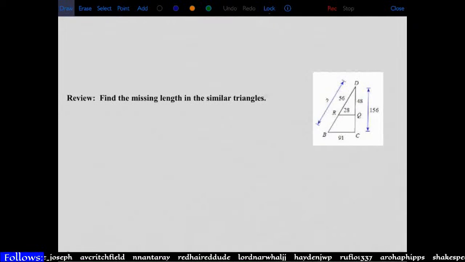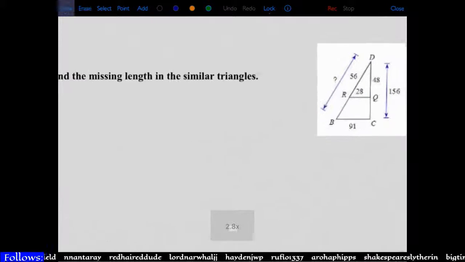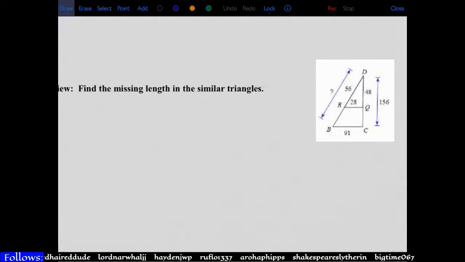All right, finding the missing length. Now this was similarity. Here, we even have color now. This is going to be great. All right, it says, first of all, that they're similar triangles.